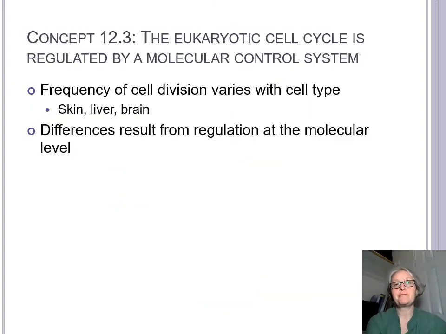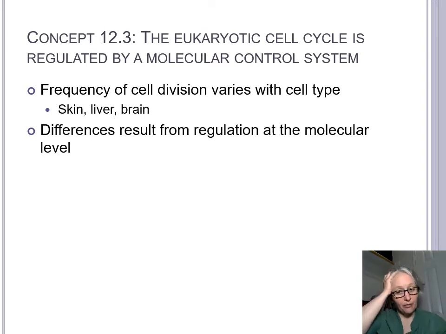Concept 12.3. Now that we know what the cell cycle system does, we want to look at how it's regulated by molecules within a molecular control system. Frequency of cell division really varies with the cell type. For instance, your skin cells are constantly dividing. However, your liver cells right now are not dividing. If you do get some damage to your liver though, it does have the ability to go through some cell division and regenerate in some fashion.